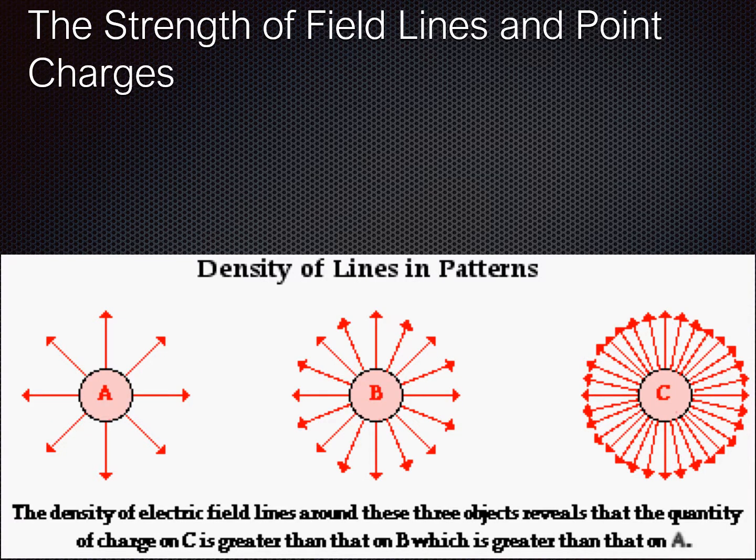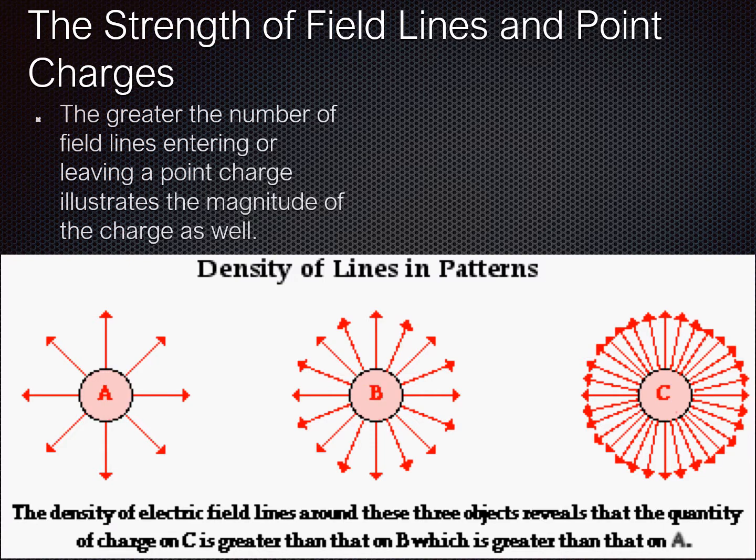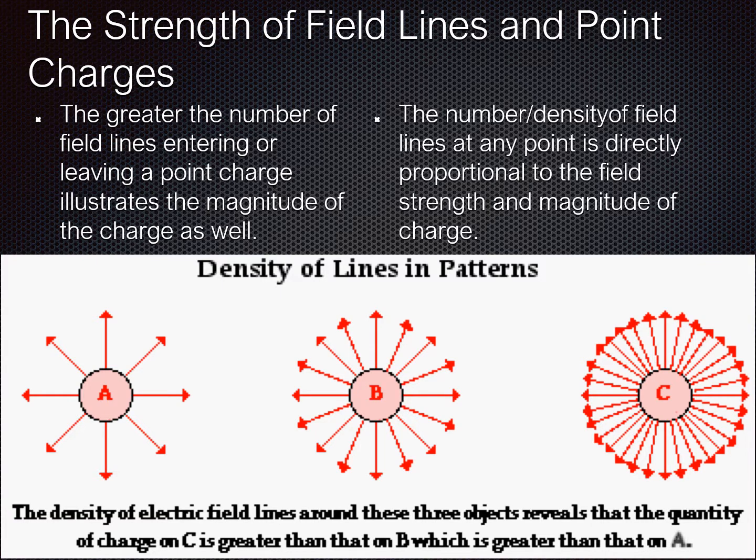So if we look now at the strength of the field lines, so last slide we looked at the direction, but the field lines also show us how strong the field is. So if we look at the density of the lines, we find that the greater the number of field lines that are entering or leaving a point charge illustrates the magnitude of the charge. And also, the number or density of field lines at any point is directly proportional to the field strength and the magnitude of the charge.